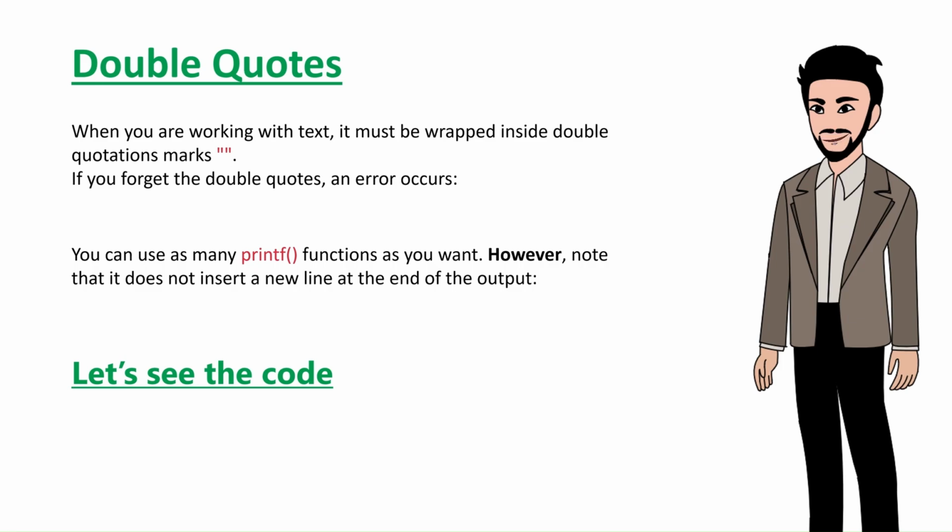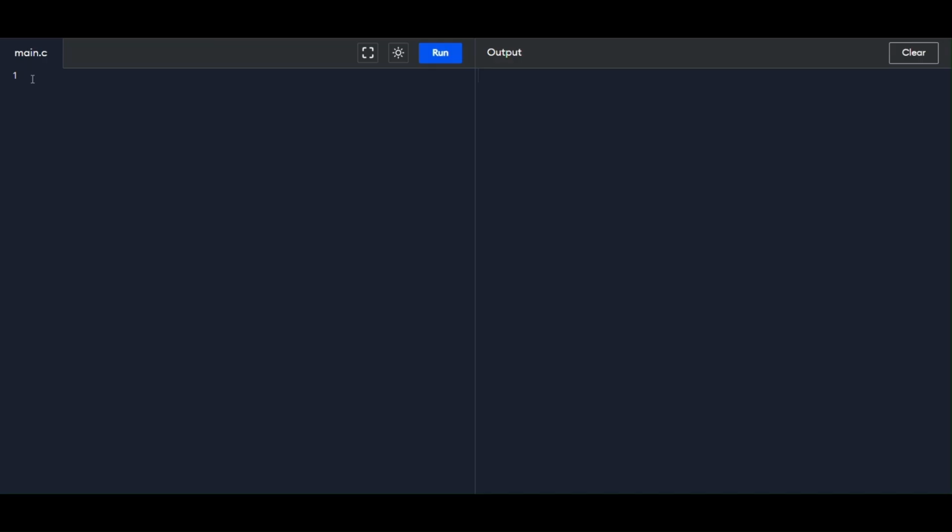Now let's see the code. #include <stdio.h>. In main, printf("Hello World"); semicolon. After that, return 0; semicolon. If we run this code, it will give output Hello World.